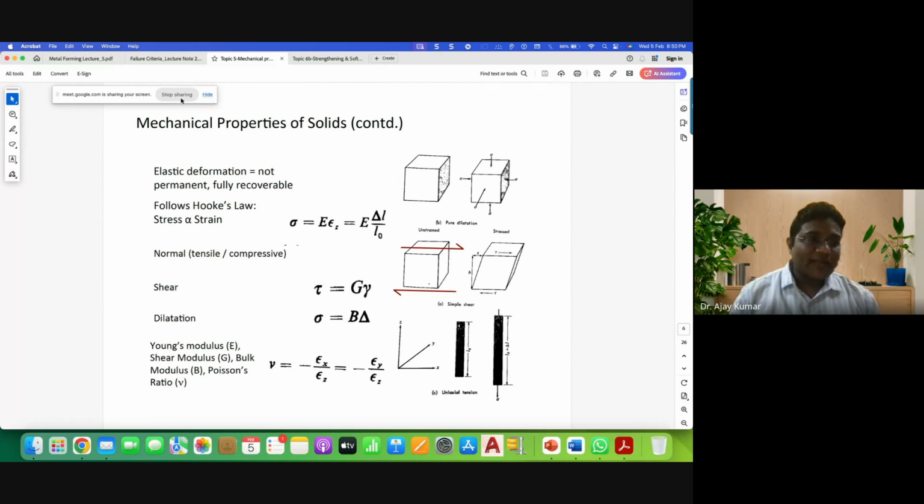So can anybody tell, if I want to increase or decrease the elastic modulus, how can we do that? Suppose we need a material of higher elastic modulus. Is it possible to modify, to change the elastic modulus of the material? Anyone?